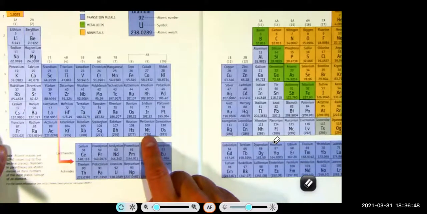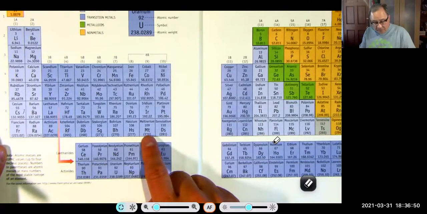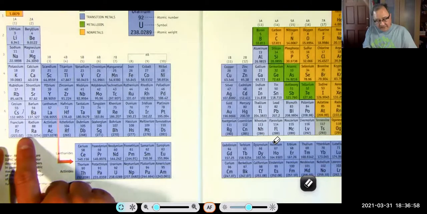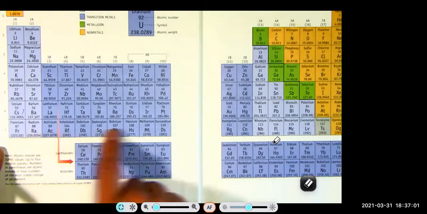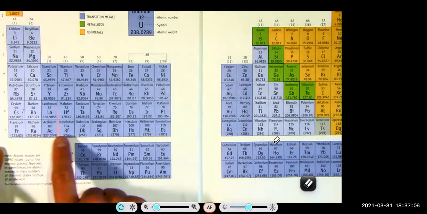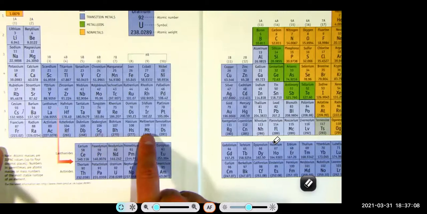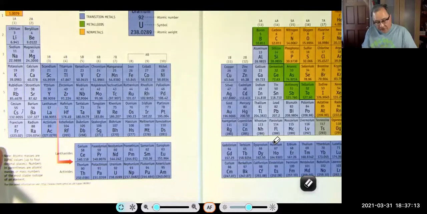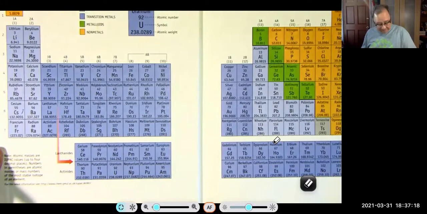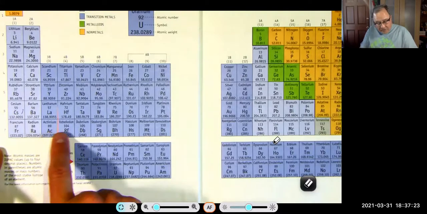So it would have radon. Radon would precede it, and then what would you have? 7s2. Okay, where are we here? 6d7. Right. 1, 2, 3, 4, 5, 6, 7. So 6d7.